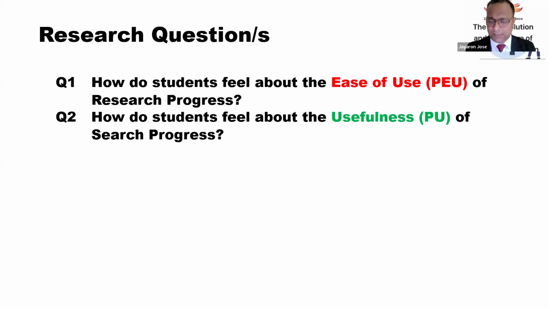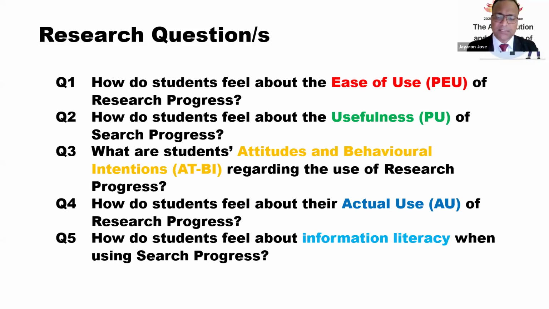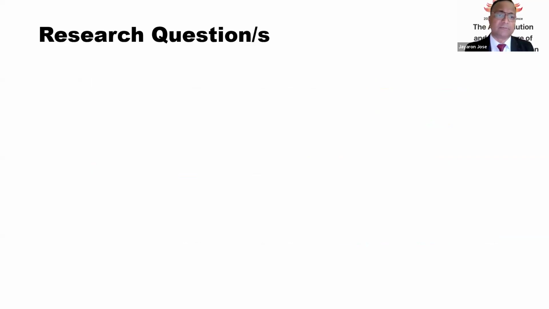How do students feel about the ease of use of Search Progress? How do students feel about the usefulness of Search Progress? What are students' attitudes and behavior intentions regarding the use of Search Progress? How do students feel about their actual use of Search Progress? These are within the framework of the technology acceptance model. And also, how do students feel about information literacy when using Search Progress?